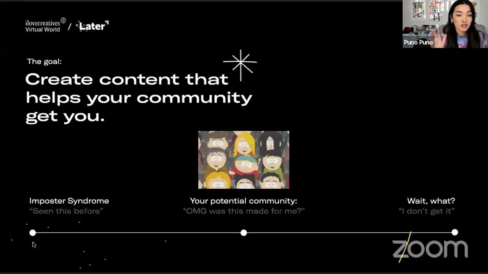Like I put this graph, or is it a spectrum? Let's call it a spectrum. And on the left side of the spectrum is imposter syndrome feelings, like, oh my God, I'm just copying this thing, or, oh, I've seen this before. And then on the other side of the spectrum is, wait, what's going on? Like, I don't get it. It's like all over the place.